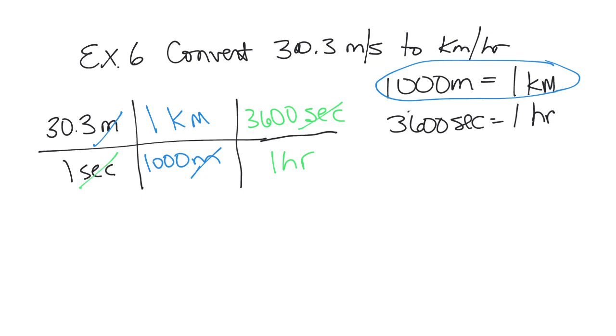So do you see how that goes? Both the meters and the seconds have to be crossed out. Now, not crossed out, I have kilometers on top and hours on bottom. So that means I did it right.